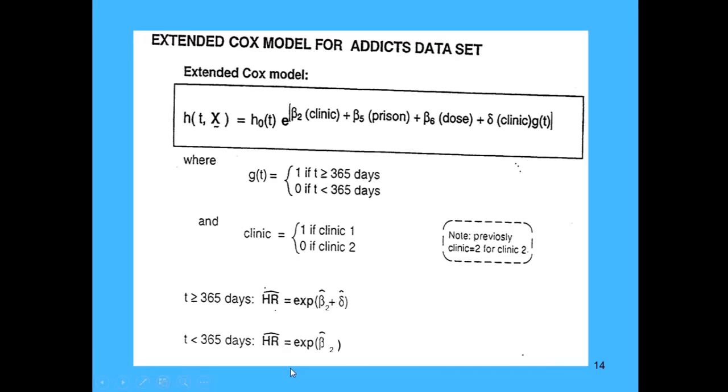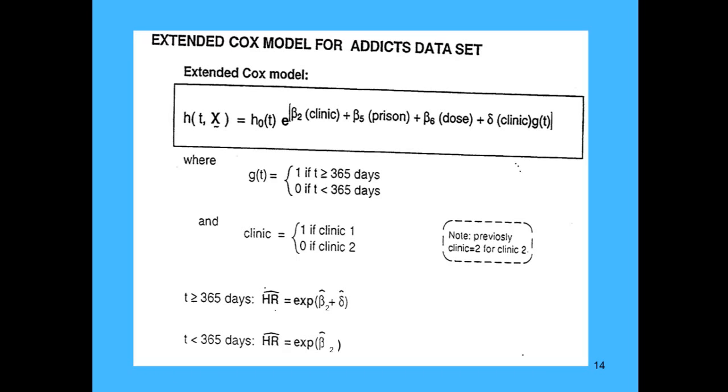T greater than 365, and I tell you what the hazard ratio is. Can you figure that out based on what you see on the screen? So let's say, suppose T is greater than or equal to 365. Now, this is simple to explain. What's the value of G of T when T is greater than 365? 1, right? What's the value of this product term? It's clinic times 1.